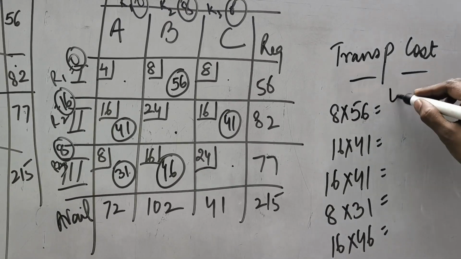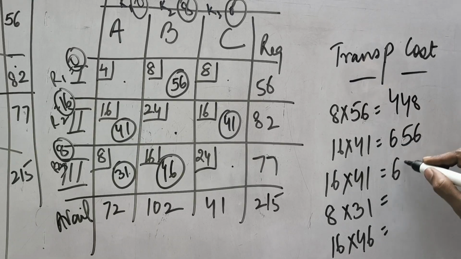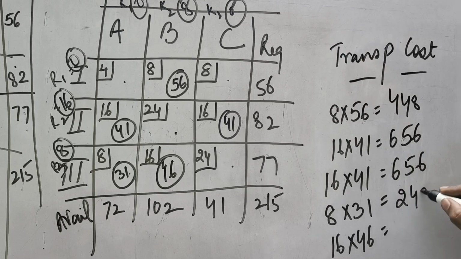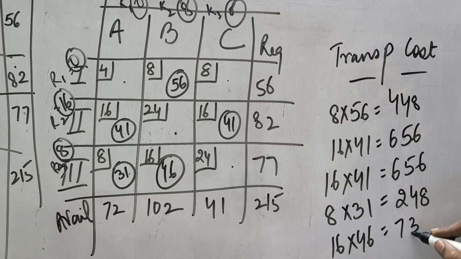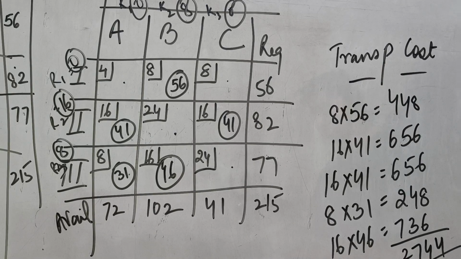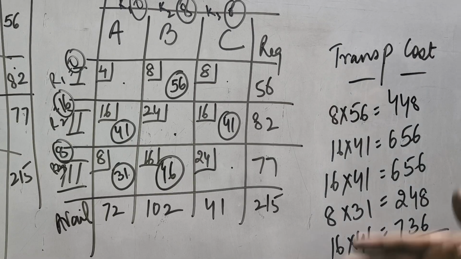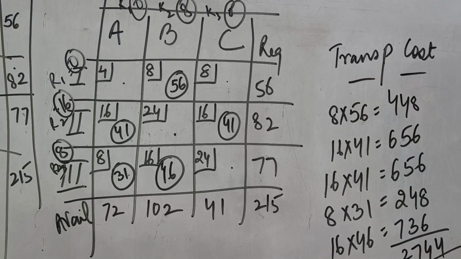So 8 into 56 is 448. 16 into 41, 656. This will also be the same. This will be 248. And 16 into 46 is 376. By adding these up, you will see the total transportation cost is 2744 rupees. You can check that at every stage. Whenever we have got a new table like this, if you check the transportation cost, it was reducing. Now this is the optimum stage where we have reached. Now cost cannot be reduced further. This is how the stepping stone and MODI method help us in reducing the cost to the maximum possible extent.